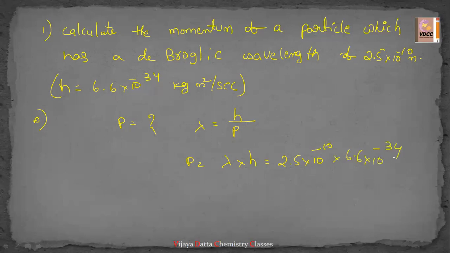So we want p equal to h by lambda, sorry, p equal to h by lambda. What is h, h is given, 6.6 into 10 to the power of minus 34 by lambda value 2.5 into 10 to the power of minus 10. It is not multiplication, it is the division. P equal to h by lambda. If you calculate this, you will get the answer. Okay, guys? Okay.